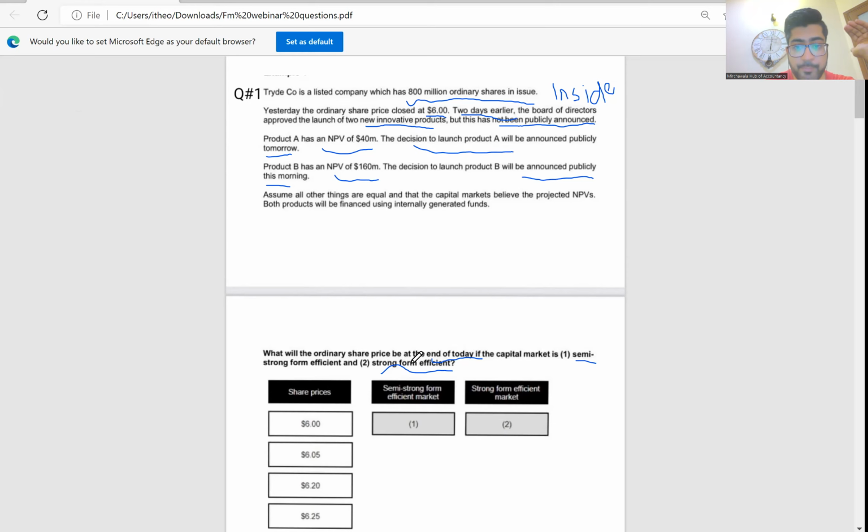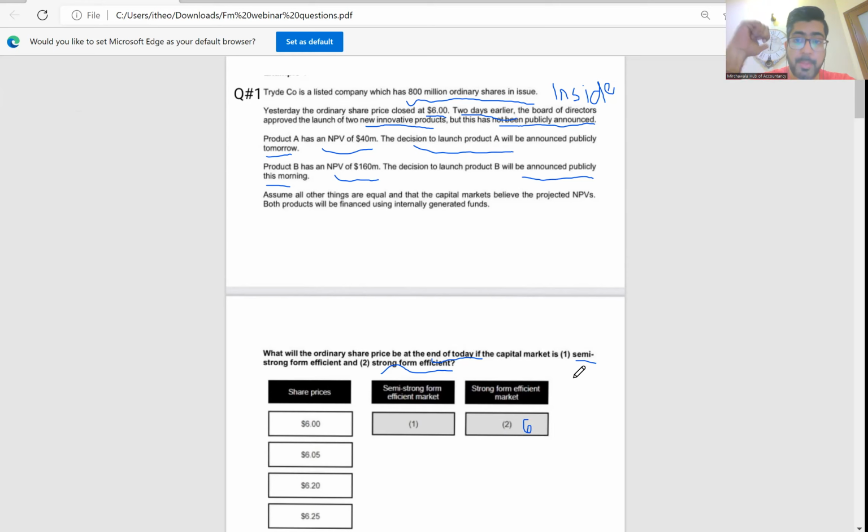If markets are semi-strong form and strong form. Now, if markets are strong form efficient, please pay attention. They don't get affected by anything. The prices already incorporate past movements, publicly available information, and this insider information. This has not yet been publicly announced, it's insider. So they already incorporate all these 3 things, even inside. So whether you make this announcement today, tomorrow, whatever, in strong form, the prices won't be affected by any of these. So in strong form, the price would still remain 6.